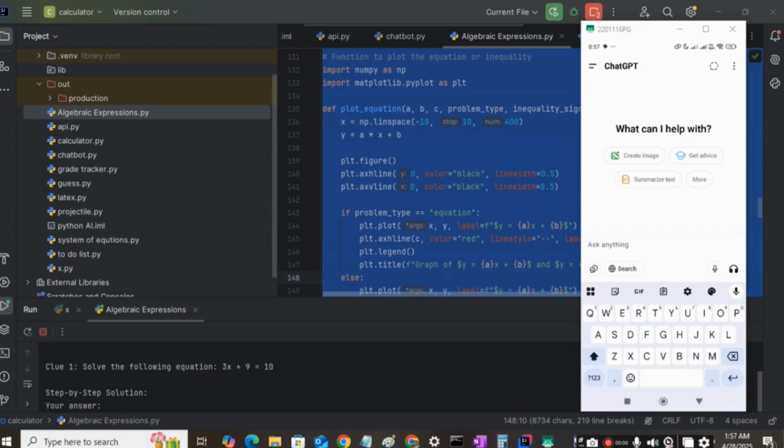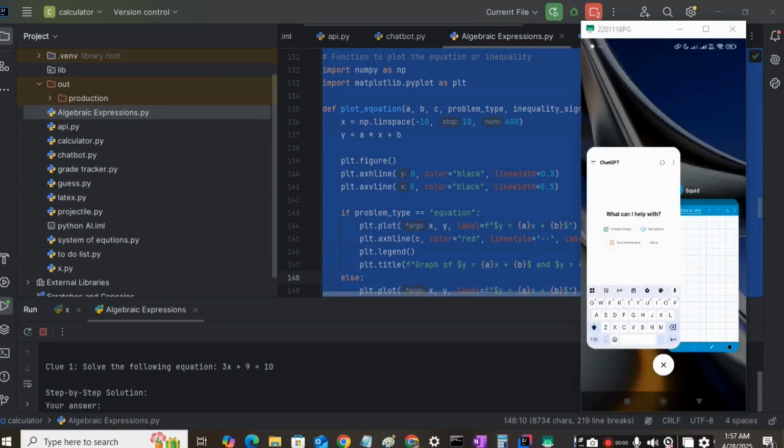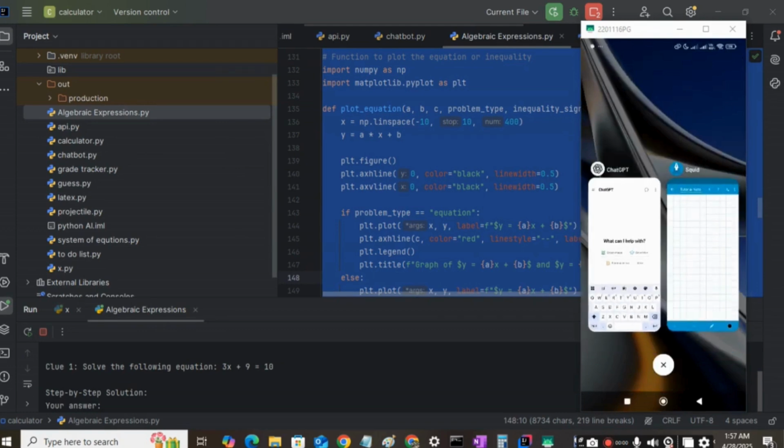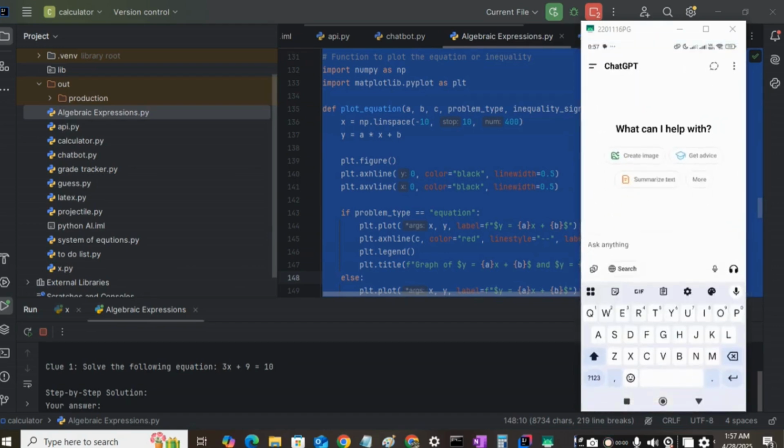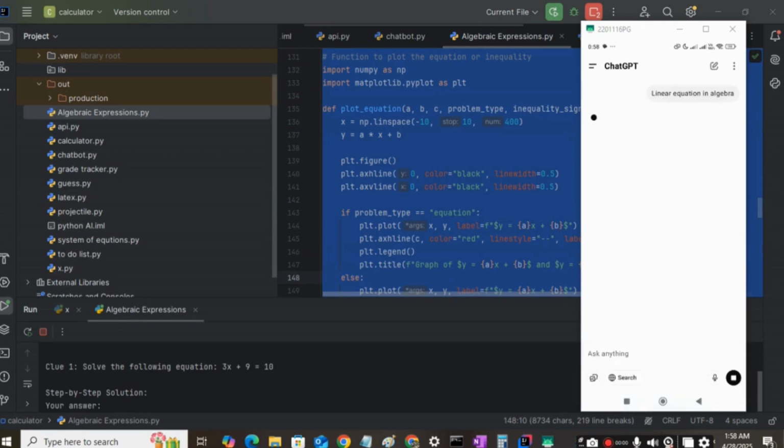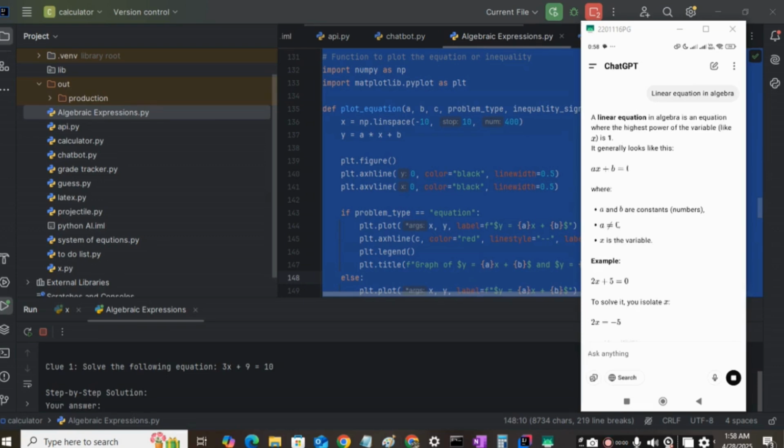So here I have a layout of my phone. Then we try to connect to ChatGPT and ask it. The topic is all about linear equations in algebra. So immediately it will tell us what linear equations are.